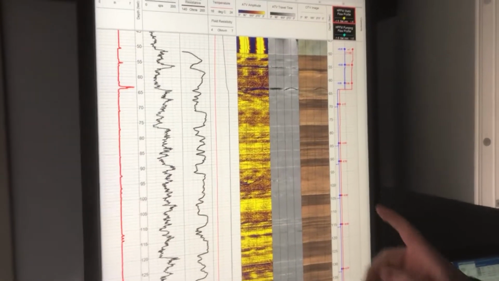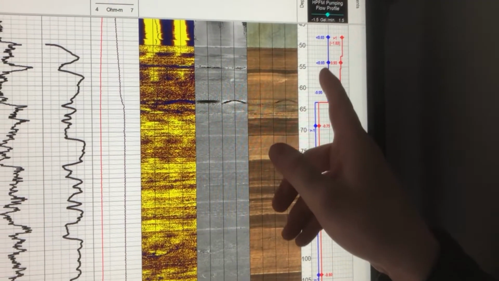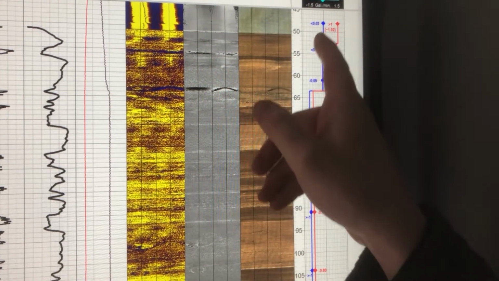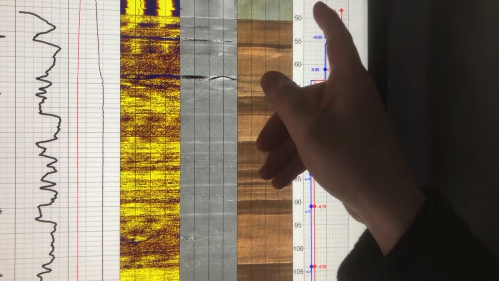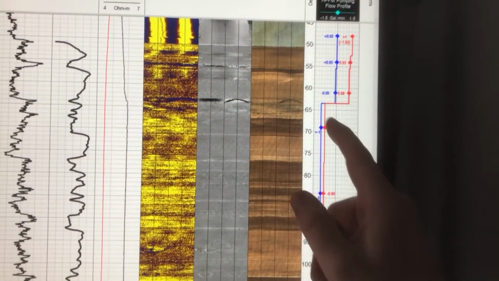Yeah, so here, as Jim was talking about, the ambient flow we tested first, and that is shown on this blue line here. And at the top of the borehole, we have flow lower than the detection range of the tool, less than 0.03 GPM.